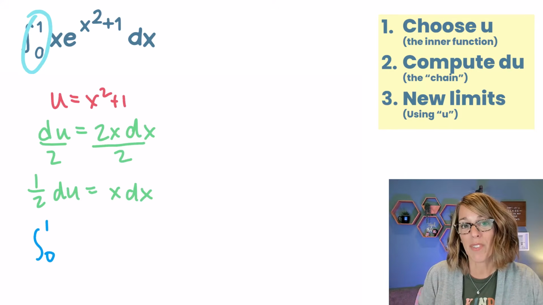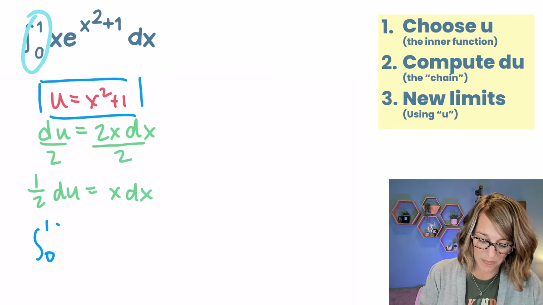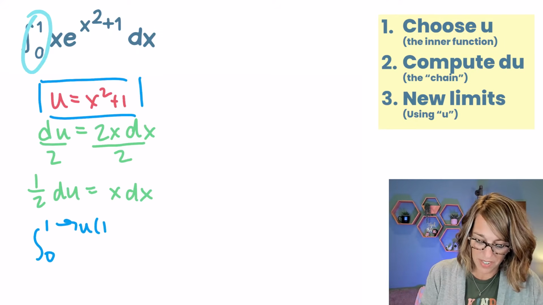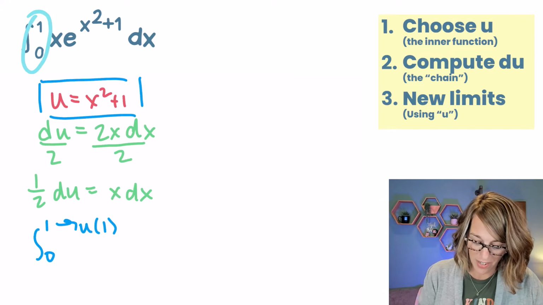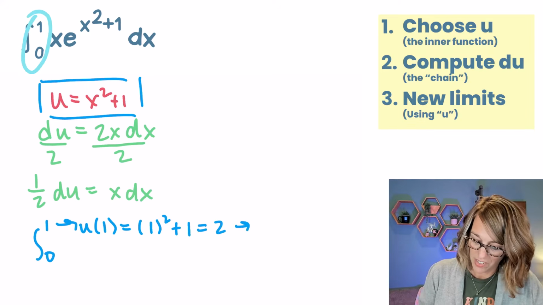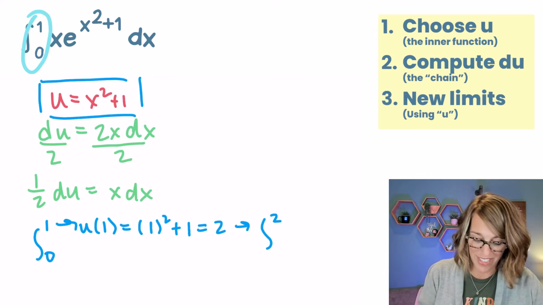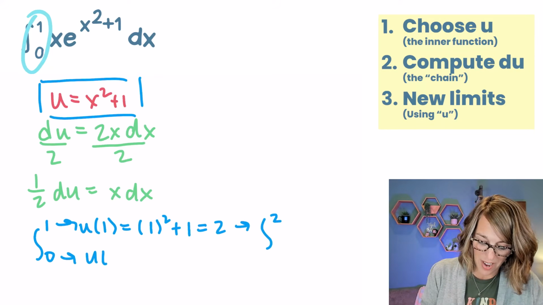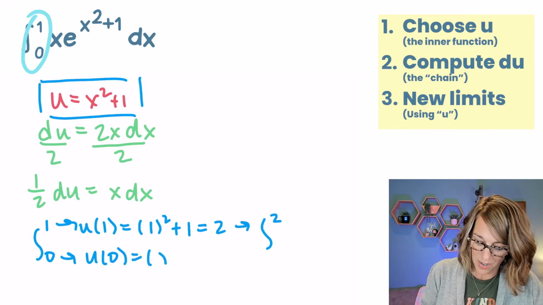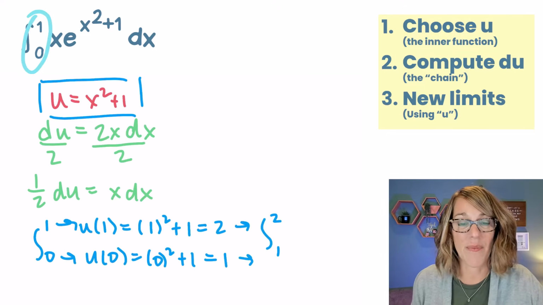To replace them in terms of u, I'm going to use my u formula, which is x squared plus 1. So I'm going to compute u using 1 as my x value. So that's going to be x squared plus 1. 1 squared plus 1 gives me a 2. So my upper limit for my u sub is going to be a 2. Let's do the very same thing with that lower limit. We're going to do u of 0, again using u's formula, x squared plus 1. It's going to be 0 squared plus 1, and I get a lower limit of 1.